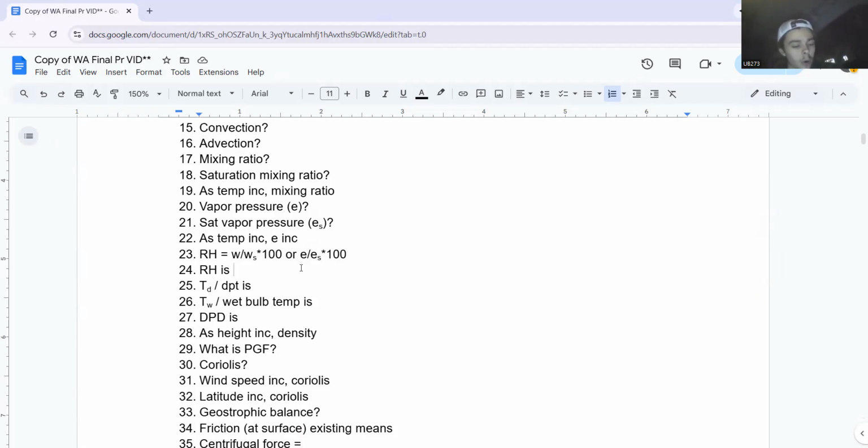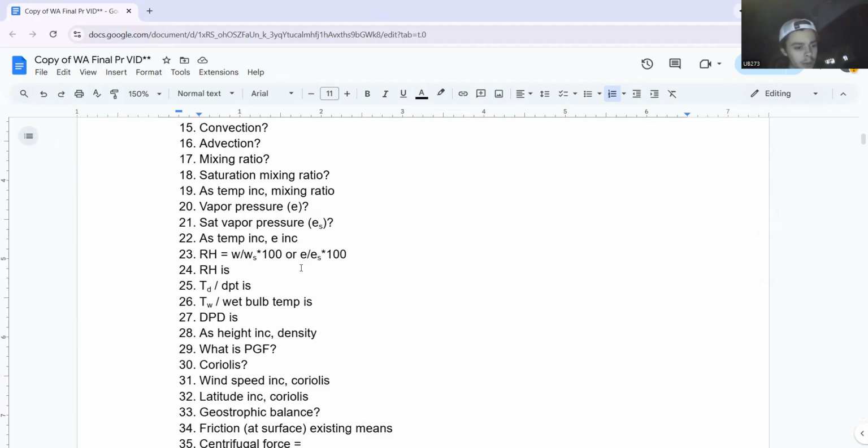So next we have the dew point temperature. The dew point temperature is the temperature that the air must cool to for saturation. So if dew point and actual temperature are equal to each other, then that means that the air is saturated. It doesn't have to go down at all for there to be saturation. It already is saturated.